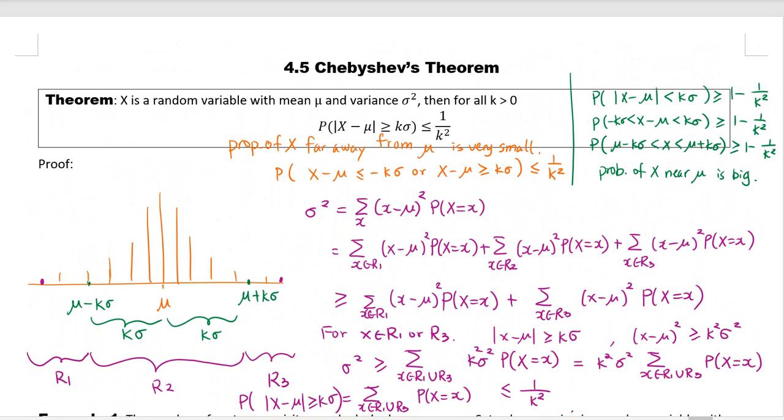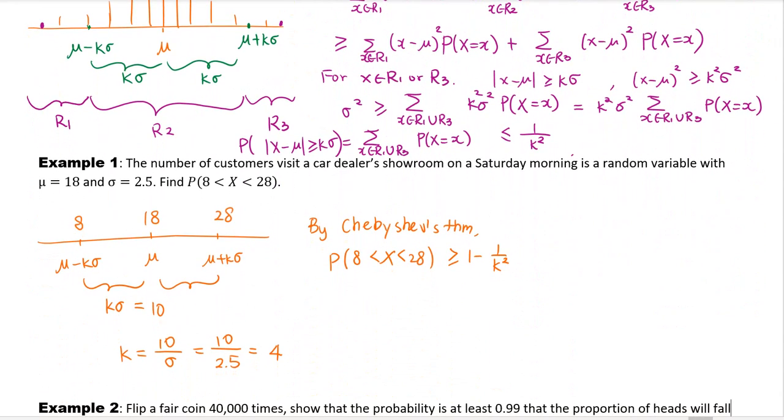Remember the two versions: for x far away from the mean, the probability is small. How small? Less than or equal to 1 over k squared. And the probability of x near the mean is big. How big? Bigger or equal to 1 minus 1 over k squared. So here k is 4, and 4 squared is 16. So this is 15 over 16. Okay? So now we can get a bound for this probability.